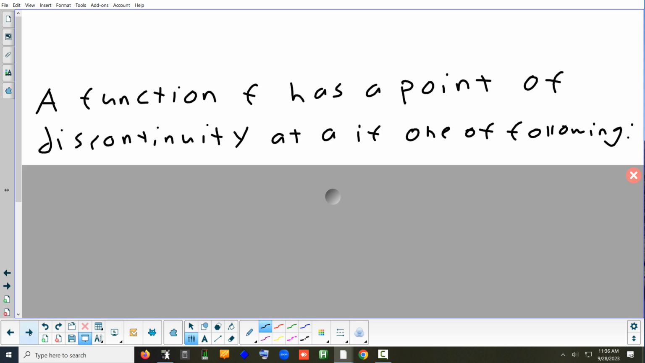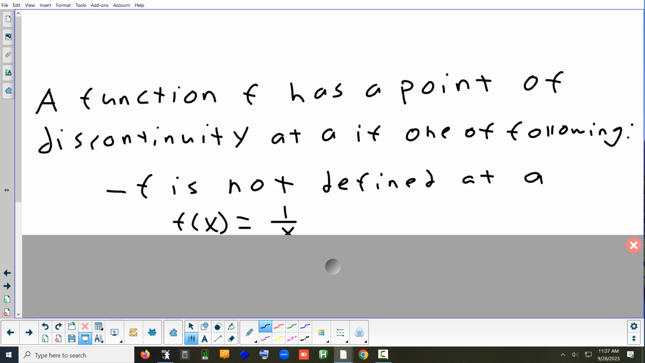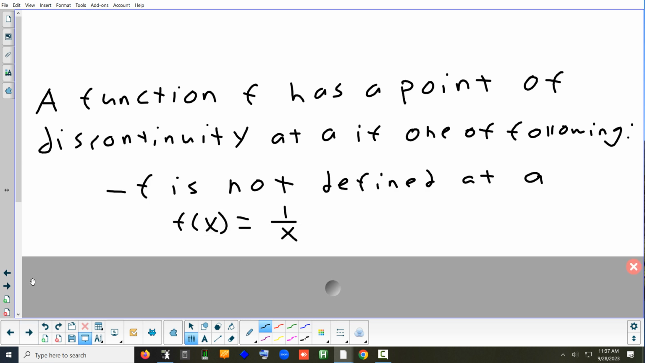So there's three different ways that you can have a graph that's discontinuous. One of them is if you have an undefined value. An undefined value can happen when you have a fraction with a variable in the bottom.